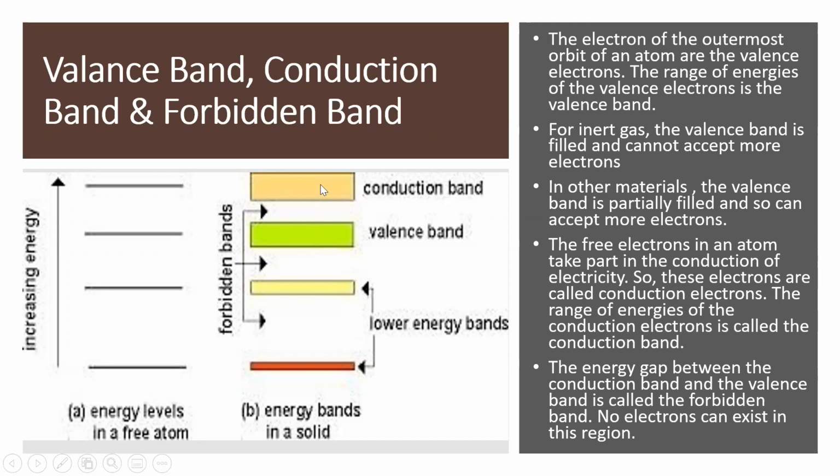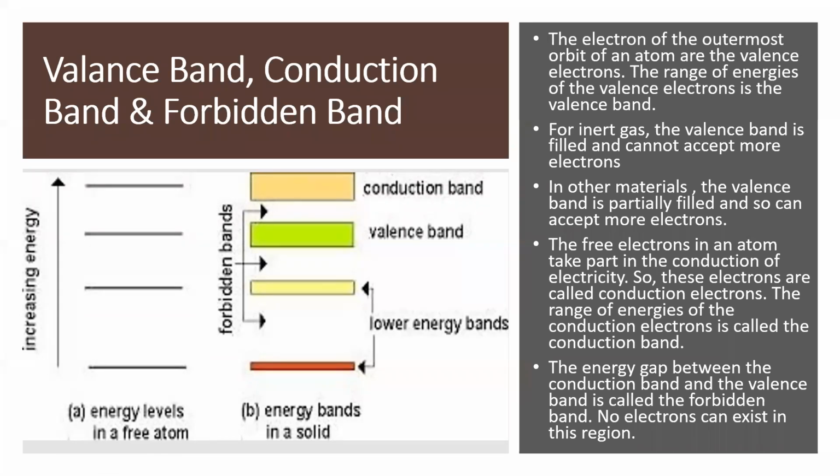For the conduction band, the energy is higher than the valence band. Those electrons which are in the outermost shell but are free to conduct electricity, which means they can move freely away from the bonding of the atom, belong to the conduction band. Not all materials will have electrons in the conduction band, but materials which can conduct electricity will have electrons in the conduction band.